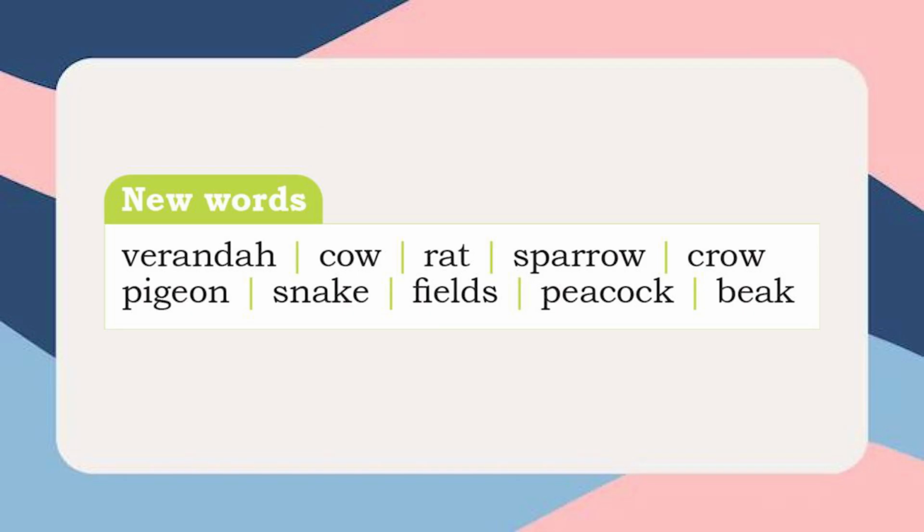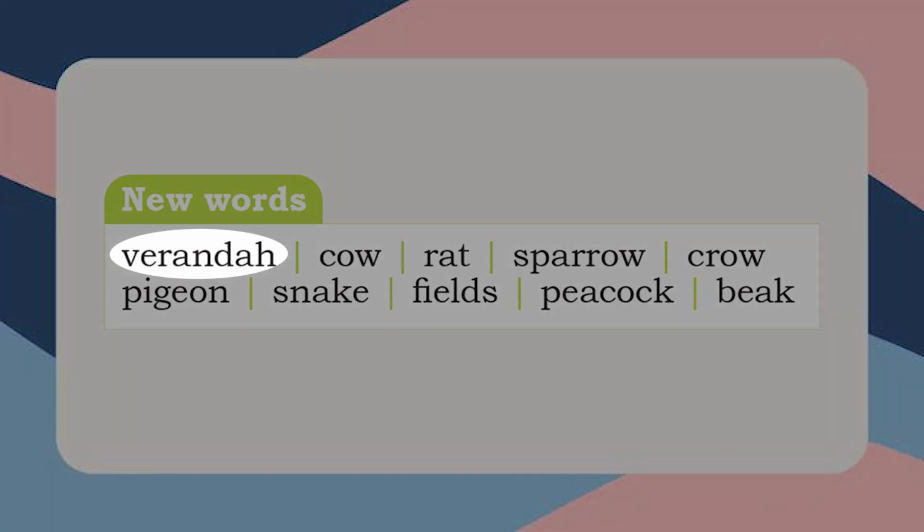Children, I hope you all must have seen these animals and birds near your house like Jagu. Now we will see the new words of the story. The new words of the story are veranda, cow, rat, sparrow, crow, pigeon, snake, field, peacock and beak.